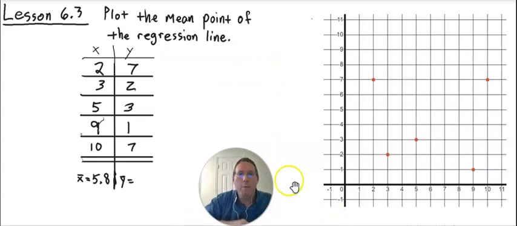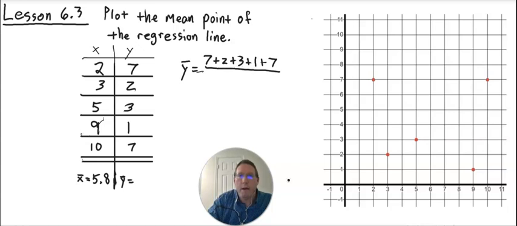And there we go. And so y bar is going to be equal to 7 plus 2 plus 3 plus 1 plus 7, divided by 5. And so 7 plus 2 is 9, plus 3 is 12, plus 1 is 13, plus 7 is 20. So y bar is going to be equal to 20 over 5, and 20 divided by 5 is 4. So y bar is 4, and therefore our mean point is going to be 5.8, comma 4.